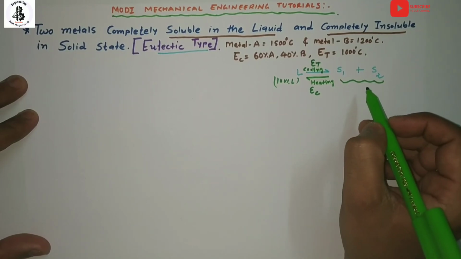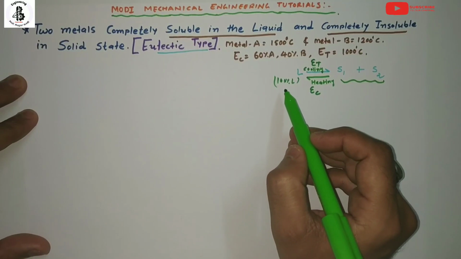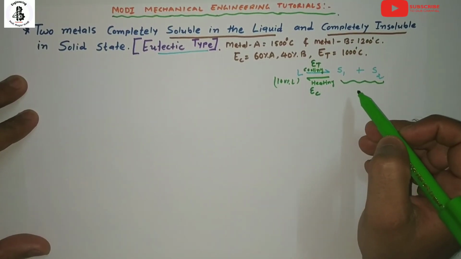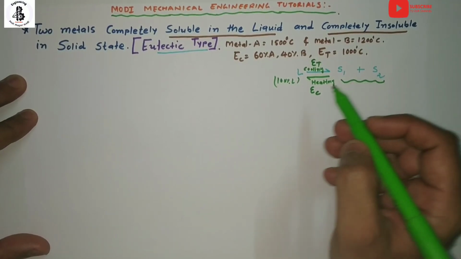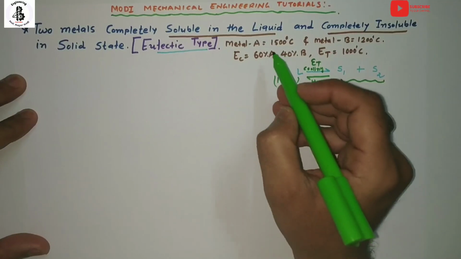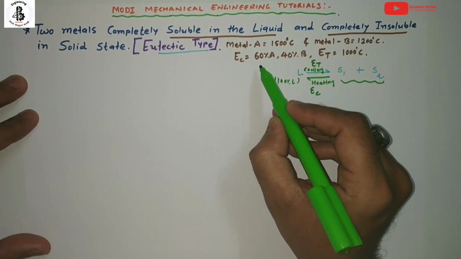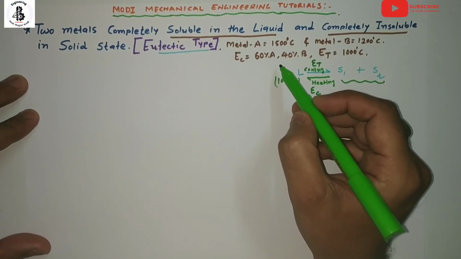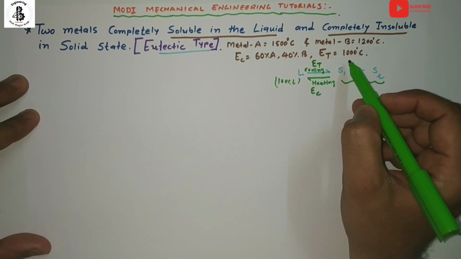So these two solids make two different phases in the solid state. That's why it is known as two metals completely soluble in the liquid state but completely insoluble in the solid state. Now I will start to draw a phase diagram for metals A and B with the given conditions of 60% A as the eutectic composition and 1000 degrees centigrade as the eutectic temperature.